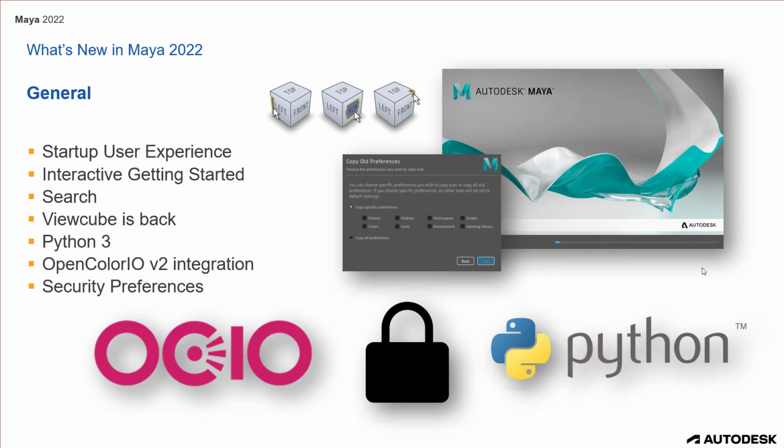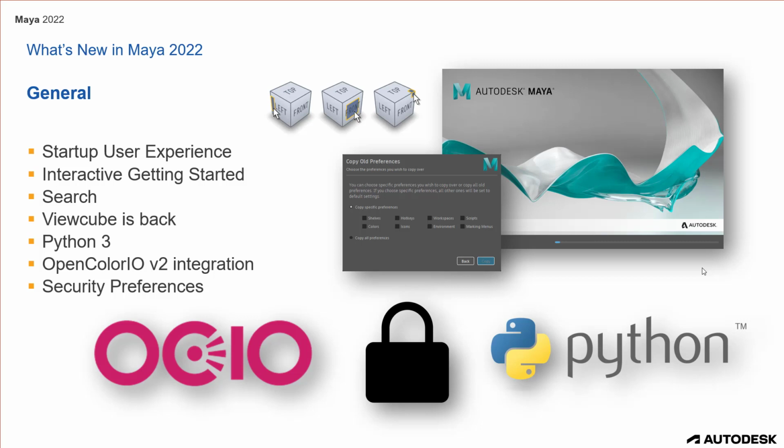There's a new startup user experience, and we will talk about that in a moment. There's also a new interactive getting started screen, a new search functionality. The view cube is back if you like it. There's a number of people who have asked us to bring the view cube back. Then Python 3 is now the default in Maya 2022. You can still start Maya in the Python 2 mode, but Python 3 is now the default. You should migrate your scripts to Python 3.